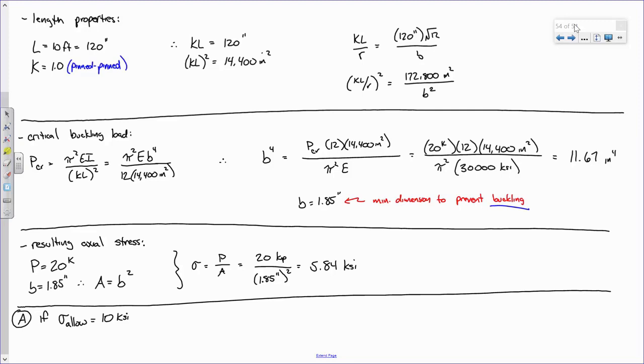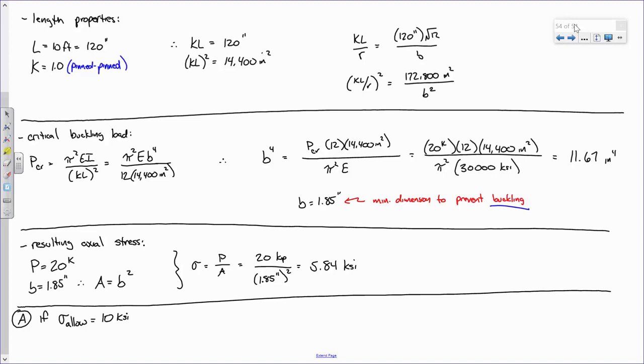If I use a column with this dimension, that's the stress. So let's say I've got a column that's 1.85 square inches, or 1.85 by 1.85. I put load on it. I put 20 kips on it. It won't buckle because that's the minimum size to prevent buckling, and that's its stress. Is that an acceptable solution? Let me ask it that way.